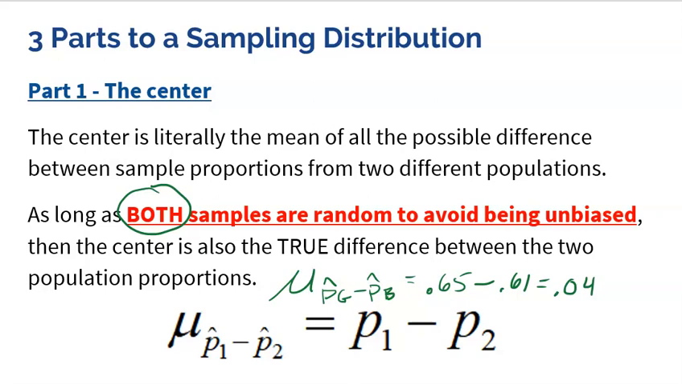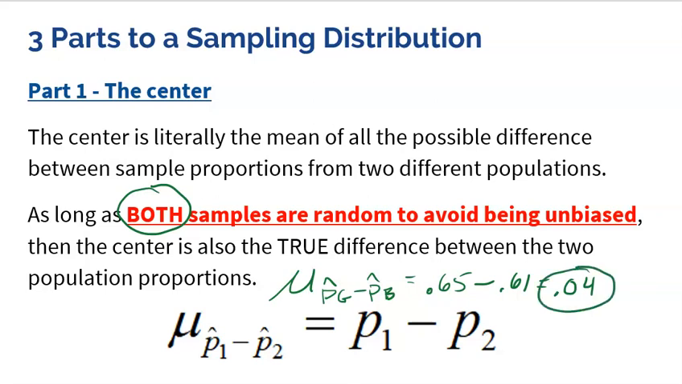So at the end of the day, yes, we are looking at two different samples. We are looking at two different populations. We are comparing two different proportions. All that's true. But remember, when you compare, all you focus on is the difference. So all I really care about is the fact that there should be a 4% difference.